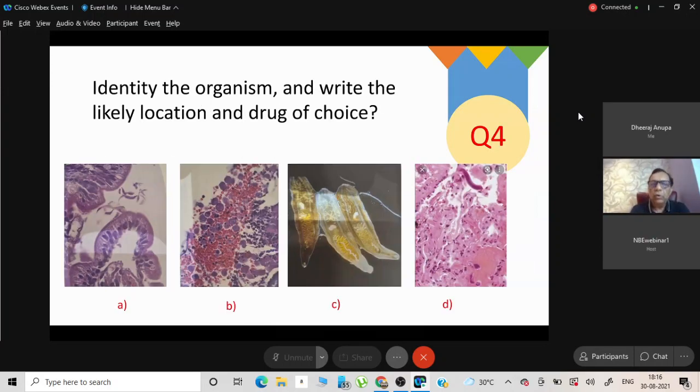So question number 4, identify these 4 organisms A, B, C, and D. Write their usual common location and drug of choice. You can put either one drug, or if there are 2 drugs, you can put 2 drugs, but that's fine. Basically, identify the organism, usual site of location, and drug of their choice.